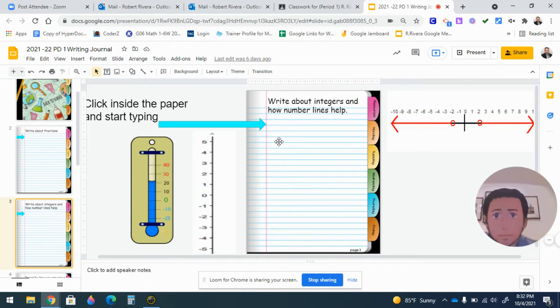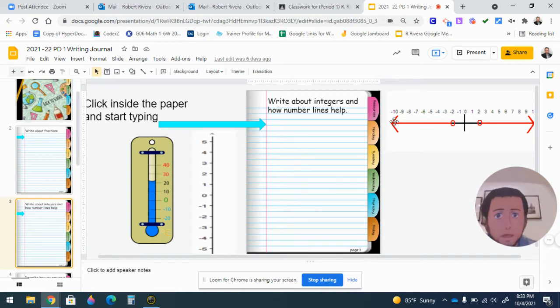Also, if you're really ahead of the game and you want to start writing about integers, you can go ahead and do that. Tell me how the number lines help you, and what integers are, which is your positive and negative, including zero. Talk about how the number line helps you identify opposites. For example, positive 2, the opposite is negative 2. Positive 5, the opposite is negative 5. Talk about absolute value. There are so many things you can talk about with integers.